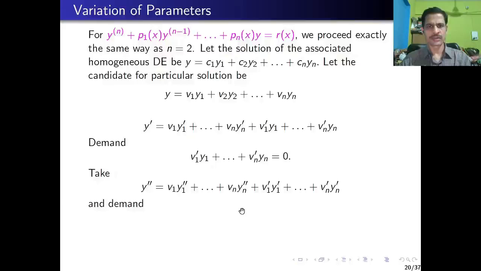Again we demand all those terms which contain v prime, namely v1 prime, v2 prime up to vn prime, the sum of those terms we take to be 0 like before. So this we take to be 0. So again for y double prime we will have n terms. We continue this way.